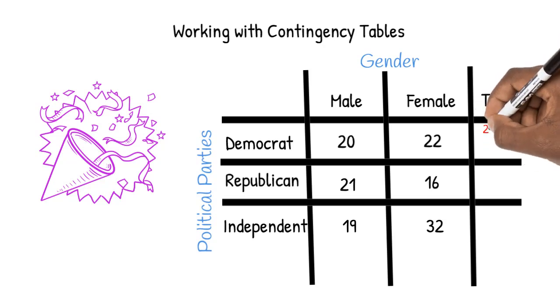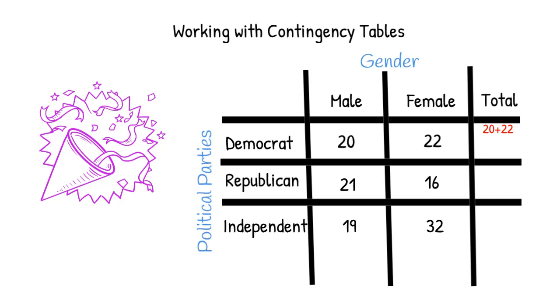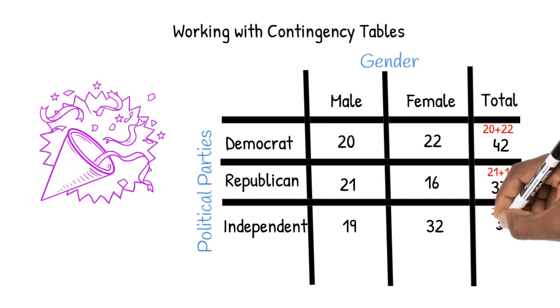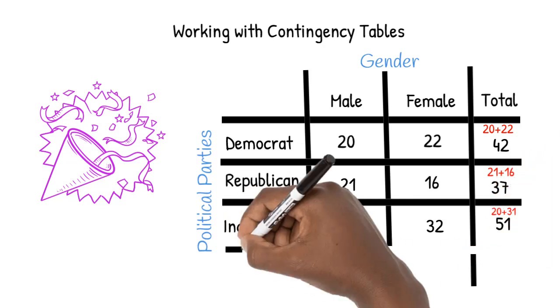By adding 20 male Democrats and 22 female Democrats, we get that there are 42 Democrats overall in our sample. We do the same to see that we have 37 Republicans and 51 Independents in our sample.